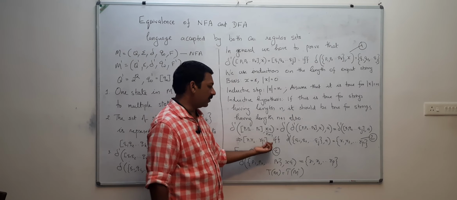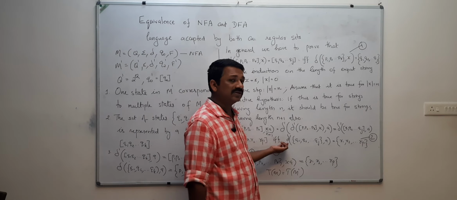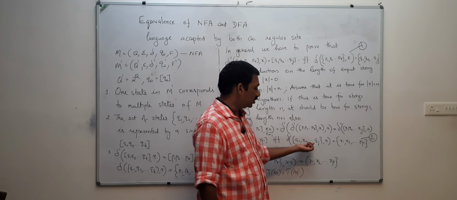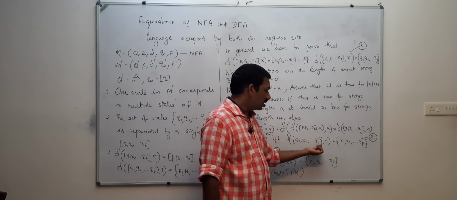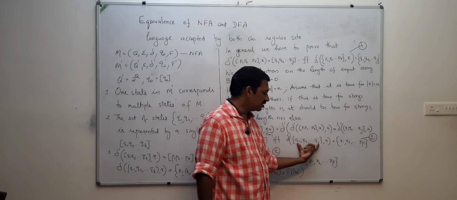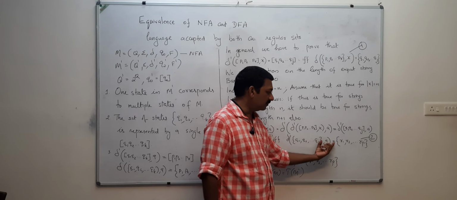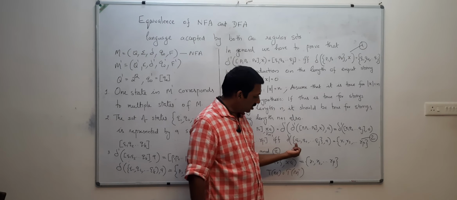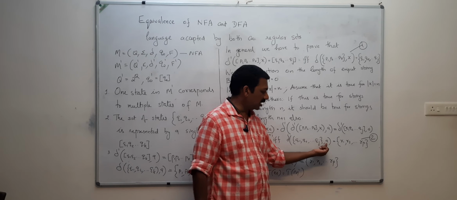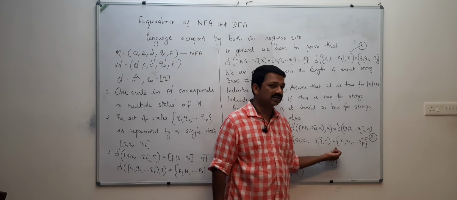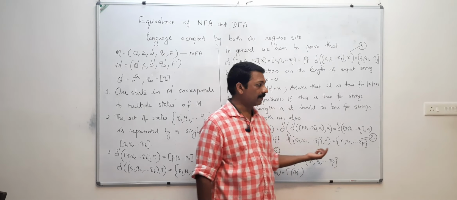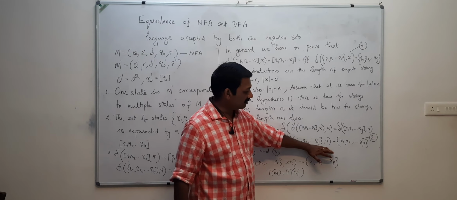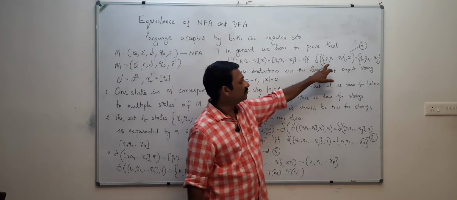If this has to happen, then for the original delta, that means for the NFA, Q1, Q2, etc. up to Qj, these states on accepting A will move to this set of states. That means these set of states on accepting A will move to these set of states. This is statement number 2 and this is statement number 1.